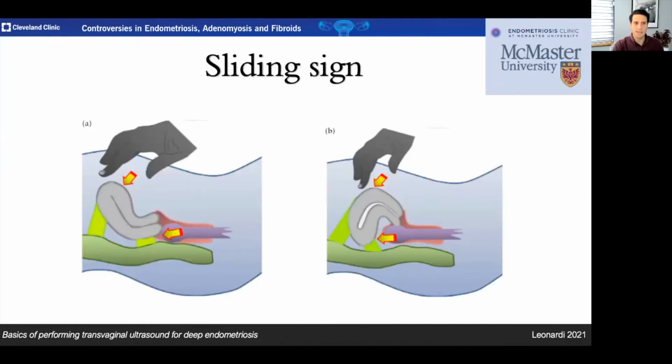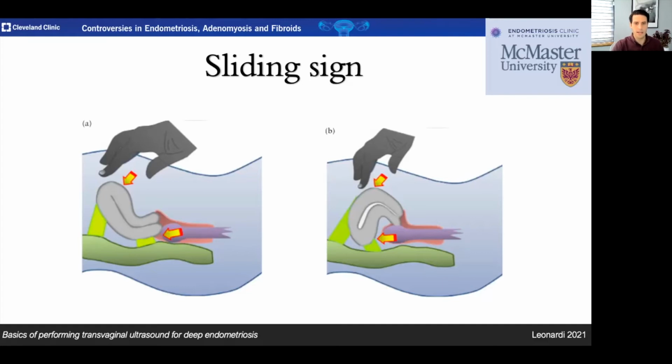We now have the sliding sign technique, which is a dynamic ultrasound technique that involves the ultrasound probe and/or the hand on the patient's abdomen. You can perform this in multiple ways. The bowel technique, which is demonstrated in both of these graphics here, can be utilized in combination with the advancing of the ultrasound probe forward and backwards, or on its own.